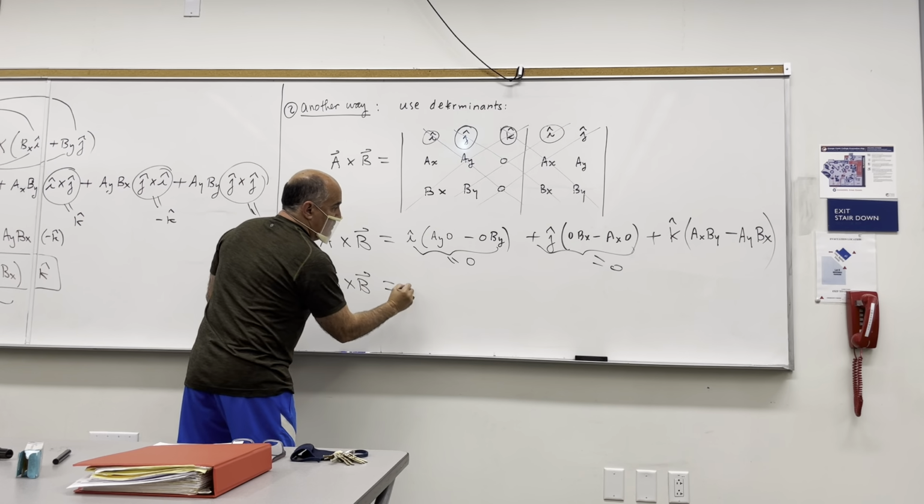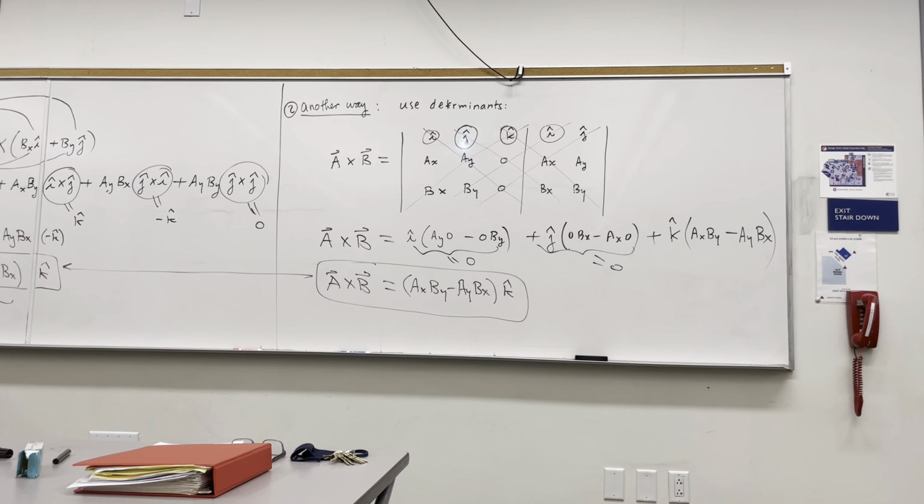Same answer. So this should be the same as this. So which method do you use? Whatever you feel more comfortable with. If you're comfortable evaluating determinants, you can. That's how I do it, because I can then see it, and I don't have to multiply all of this out. It's a matter of which method you like better.